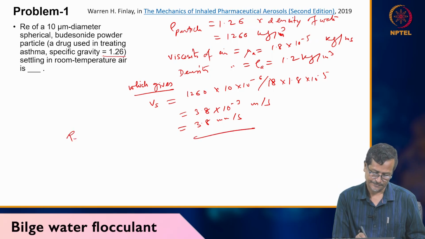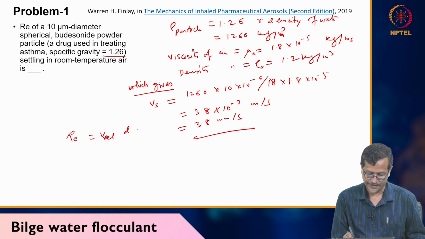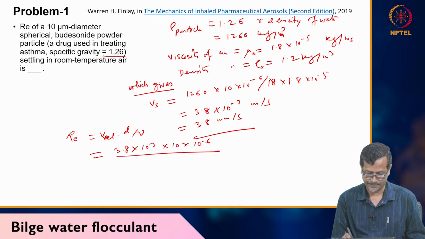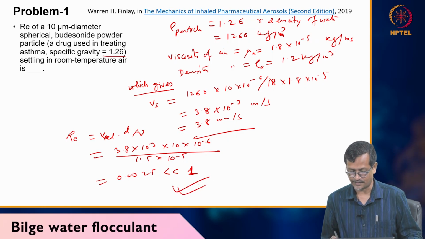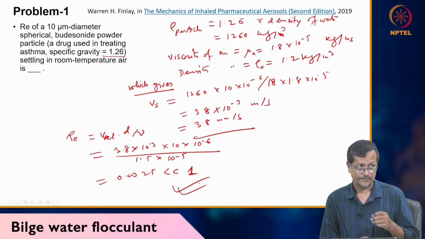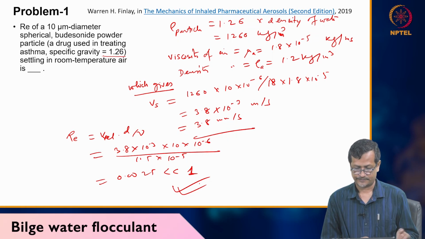So Reynolds number equals V relative d over nu, equals 3.8 into 10 to power minus 3 into 10 power minus 6 divided by 1.5 into 10 power minus 5. This is giving 0.0025. So this is very less, lower than 1. So this assumption is correct, because Stokes law says it must be very less than 1.